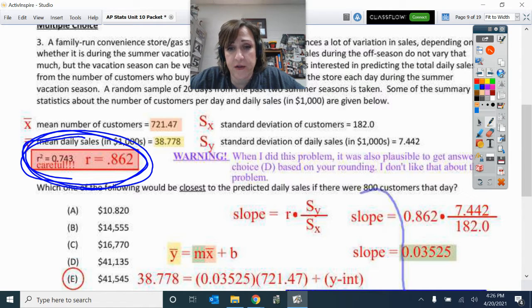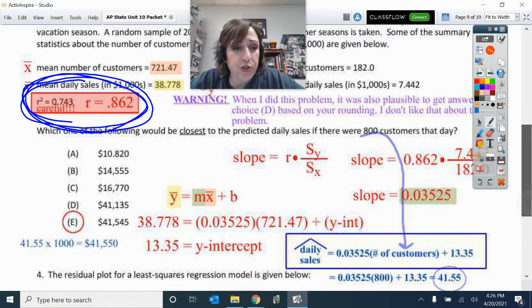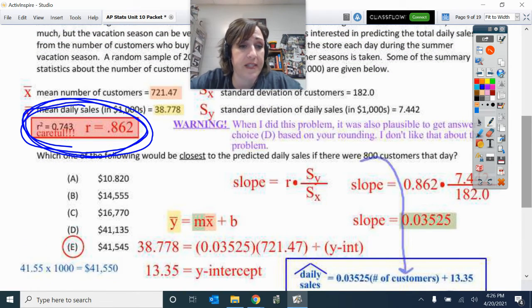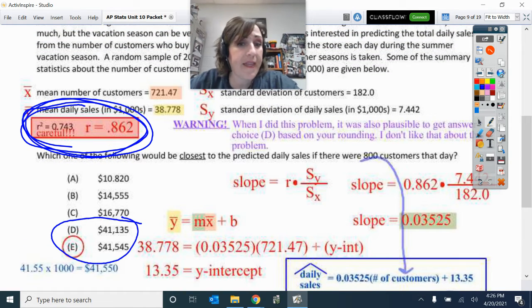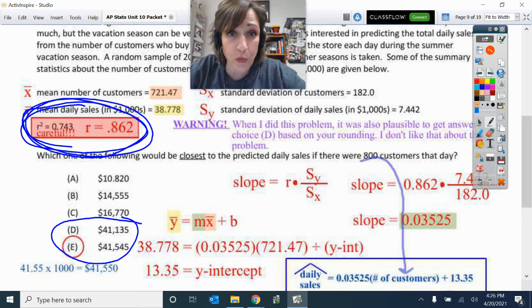And I also found that these answer choices were close enough together that depending on how you rounded and depending on if you square rooted that or not, the rounding itself would affect whether you get D or E. So in that case, I would really be looking at your process to see if your process is correct, and I would follow your process and make sure you did it correctly.